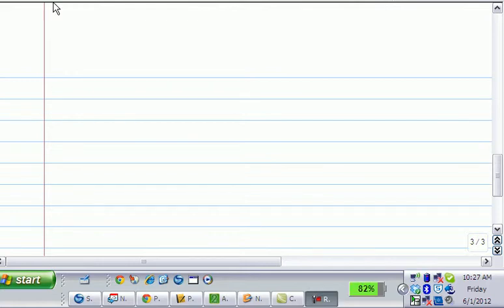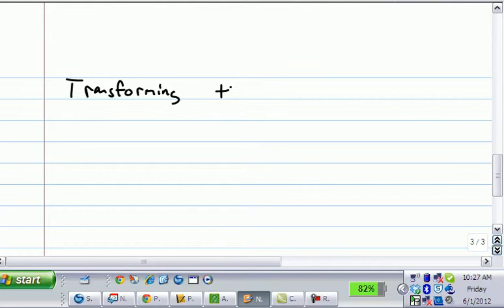Alright, so you guys have titled your notes Transforming Sine and Cosine. Transforming the graphs of sine and cosine.